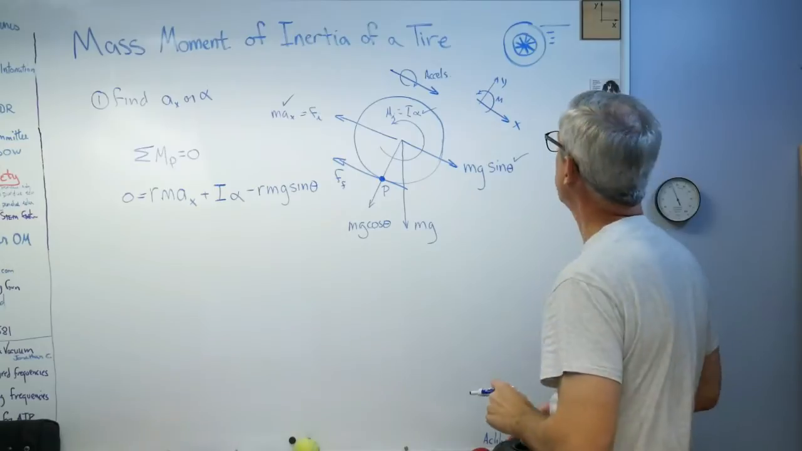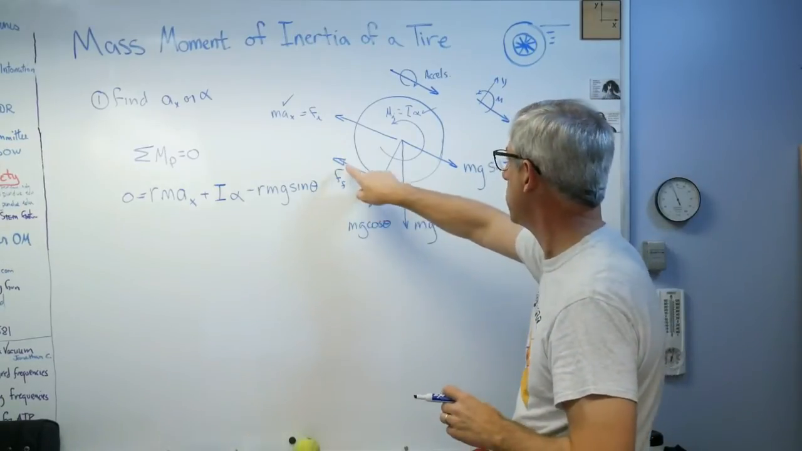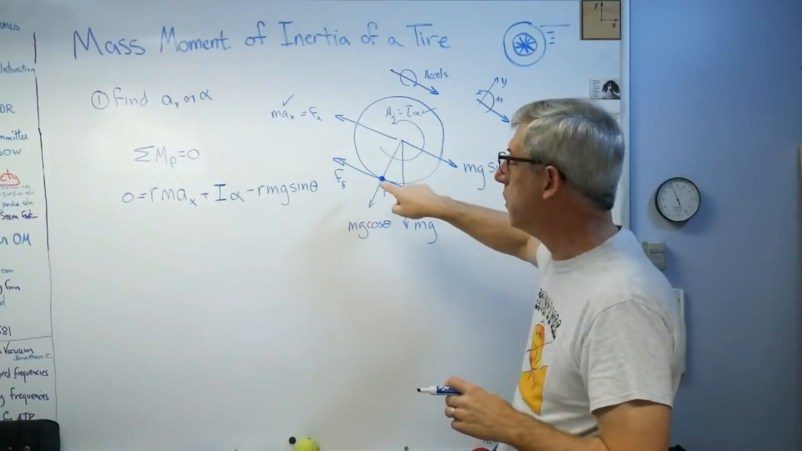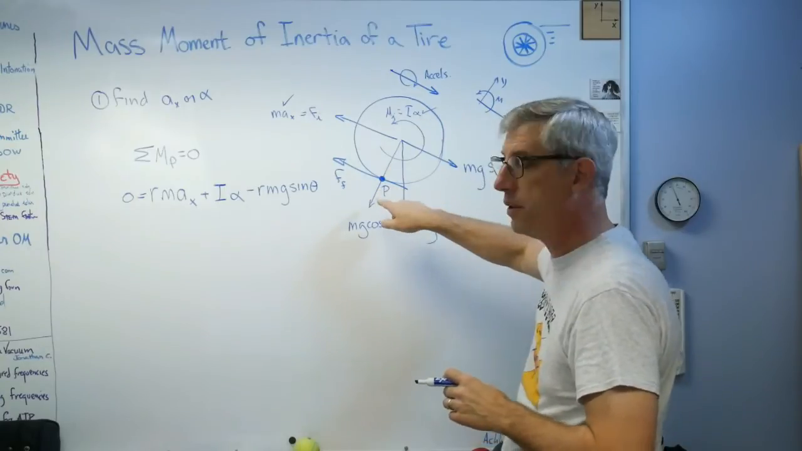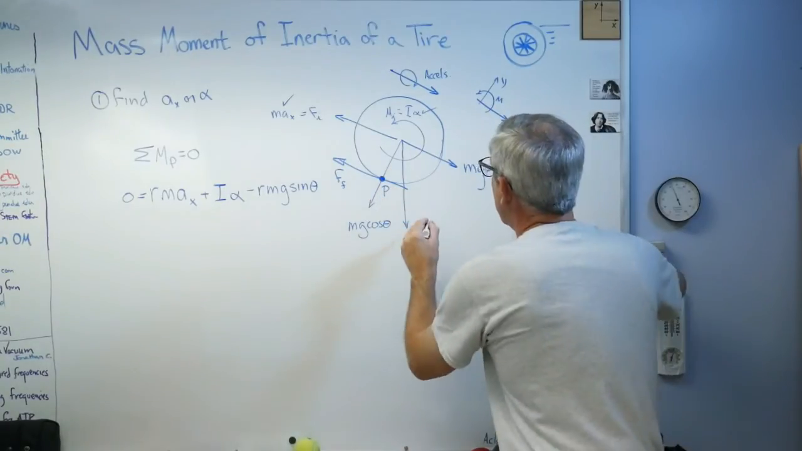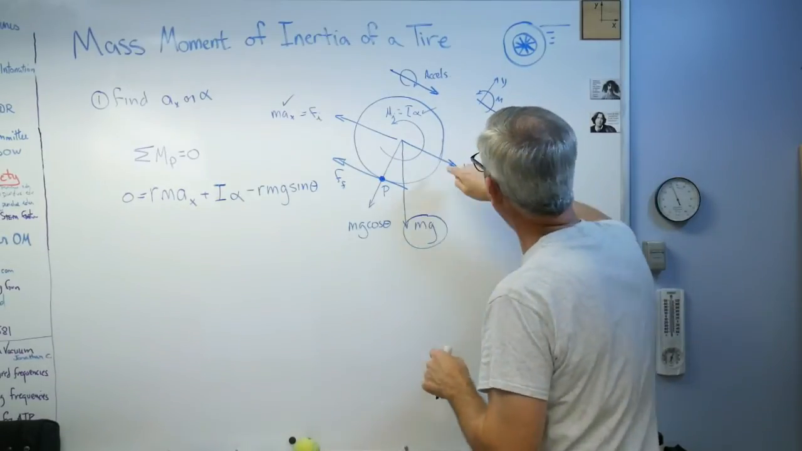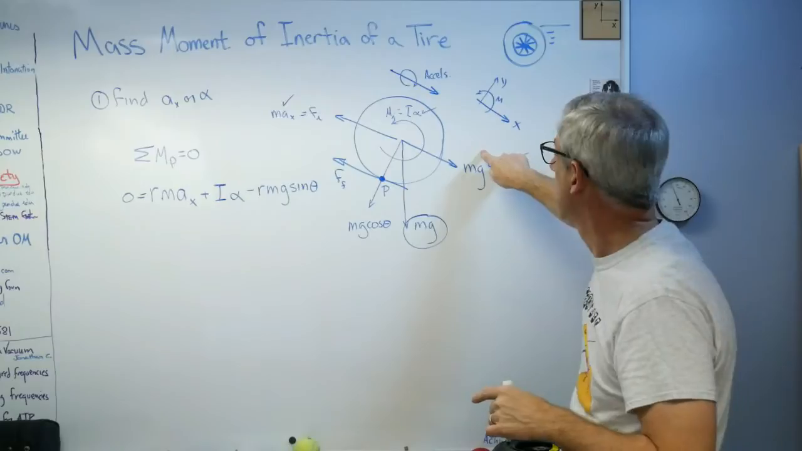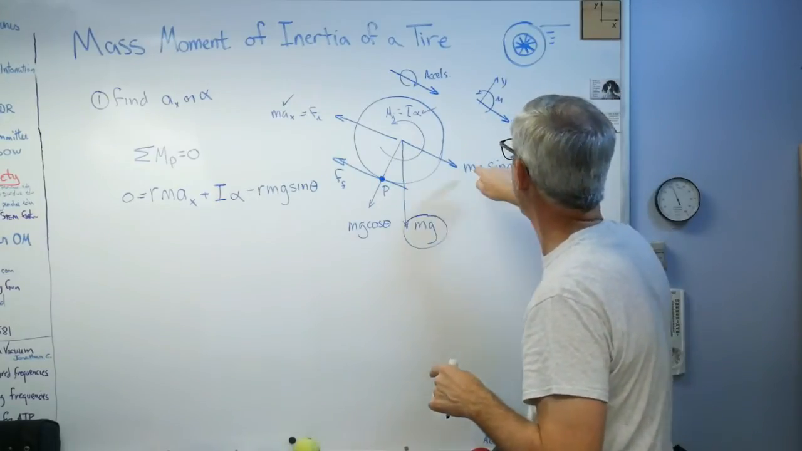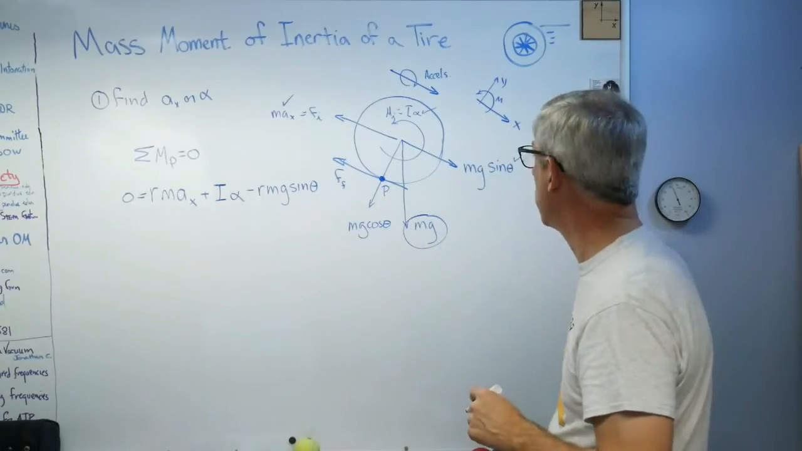Okay, so there's only three things I care about. I don't care what that is because it goes right through the point I'm summing about, and I don't care what that one is for the same reason. This one I don't care about because I've already broken it into its two components. I've already taken that into account. The components of this are already there, and I've already included them in my equation.